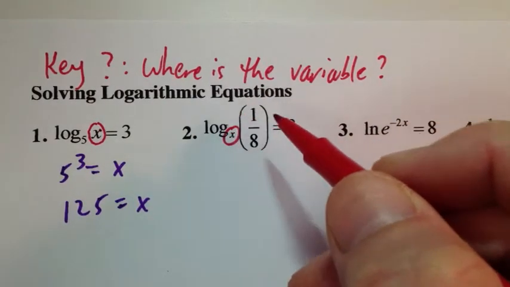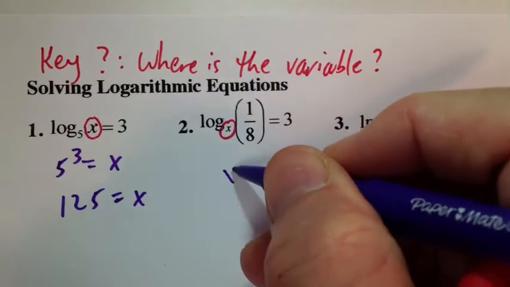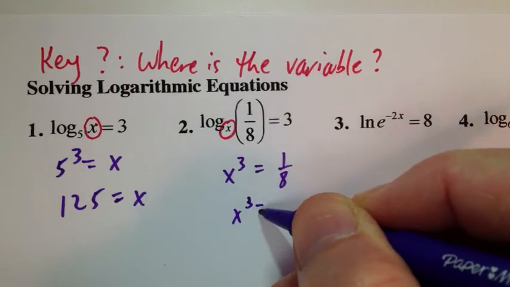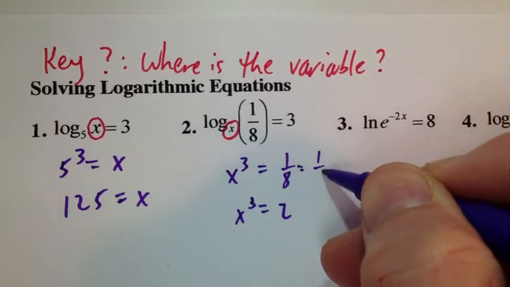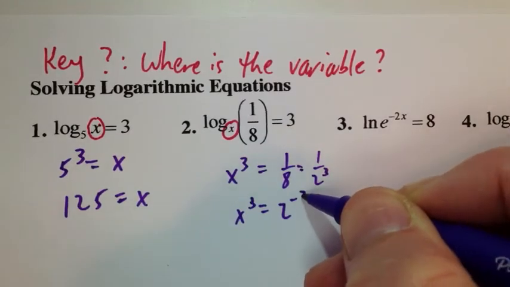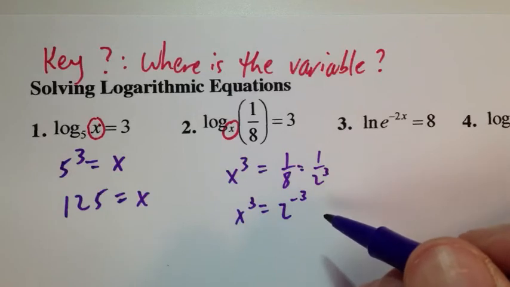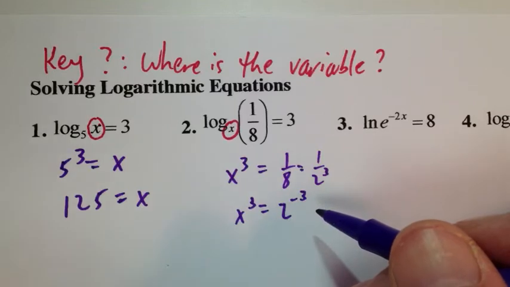Okay, here the variable is in the base. Well, if it's in the base, you have to convert it again. X cubed equals 1/8. X cubed equals 1 over 2 cubed. So that's 1 over 2 cubed, which is equal to 2 to the negative 3. And x cubed equals 2 to the negative 3.